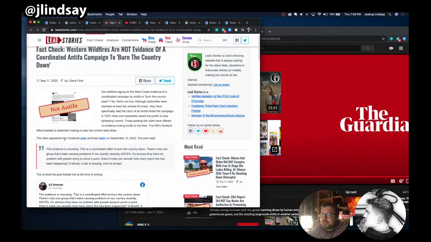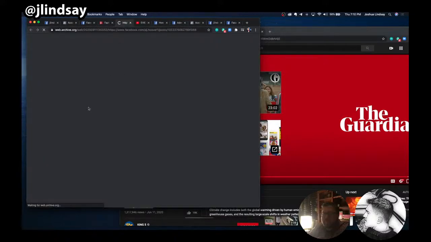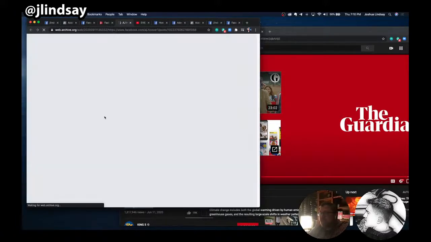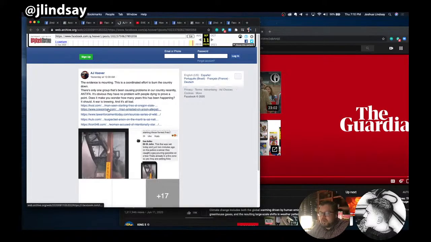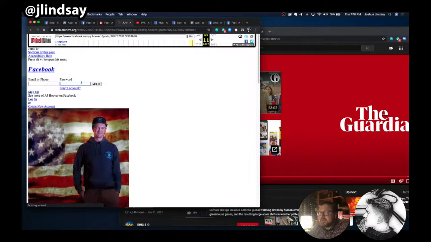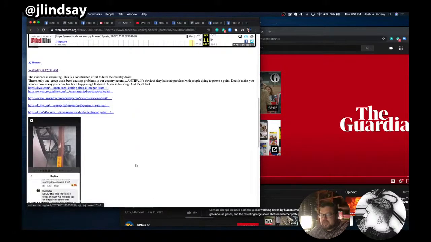The claim appeared in a Facebook post archived here. I guess we'll look at it. Why not? Because tweets now constitute law, right? If the FBI, who claimed Russia was true, turned out to be false after 3 years of investigation, therefore, this is now gospel. What the fuck?